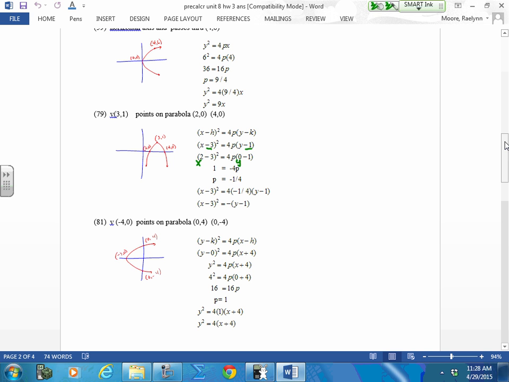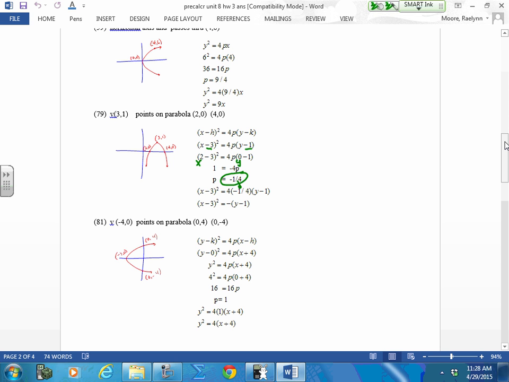You can only solve one equation for one variable. This had 3 variables in it. So that point x, y eliminates 2 of your variables. So find p, and remember to bring it back in here. And then give me one final equation.